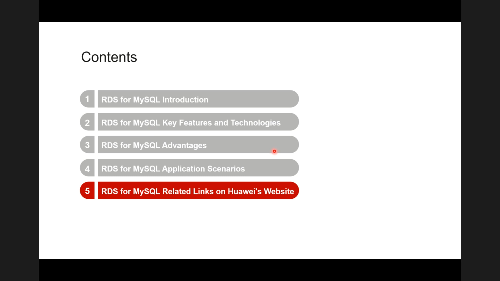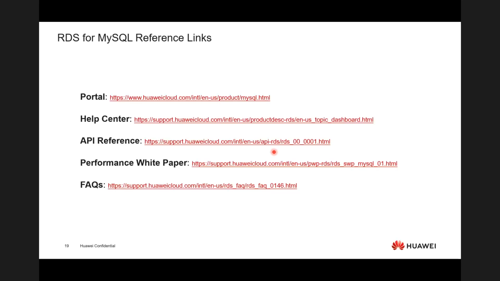The last part will be some related links on the Huawei Cloud website. So this is the portal, this is the help center, this is the API reference, and the FAQs, as you can see here. That means we have a lot of documents, some training courses, and maybe some collabs. Later I will show you one collab, so that you can experience Huawei Cloud services for free.